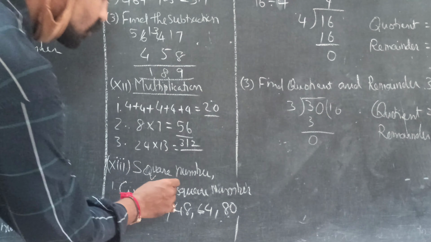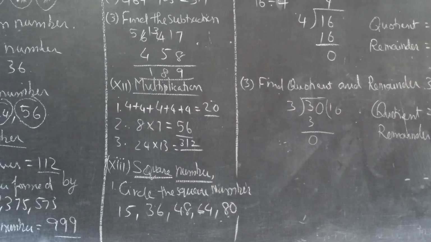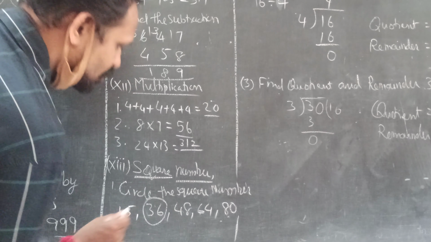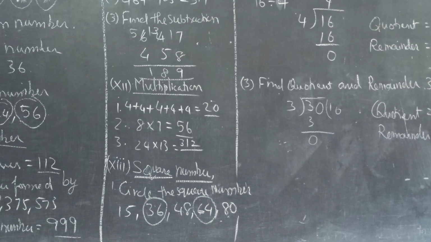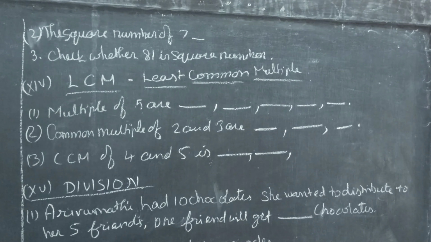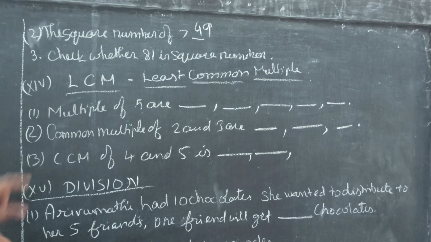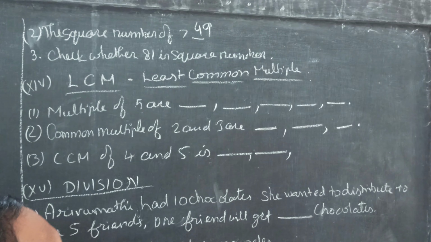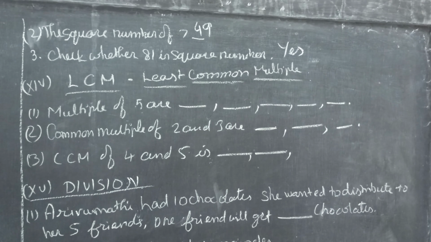Next we are coming to square number. Circle the number which is square. So as you know, 36 is the square here, 64 is the square here. 36 is square of 6, 64 is square of 8. So the next number is the square of 7, which is 49. Check whether 81 is a square number. Yes, it is a square of 9.